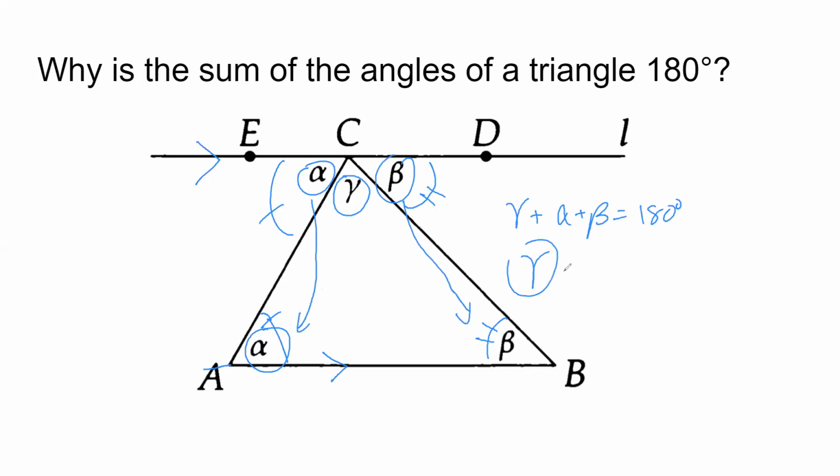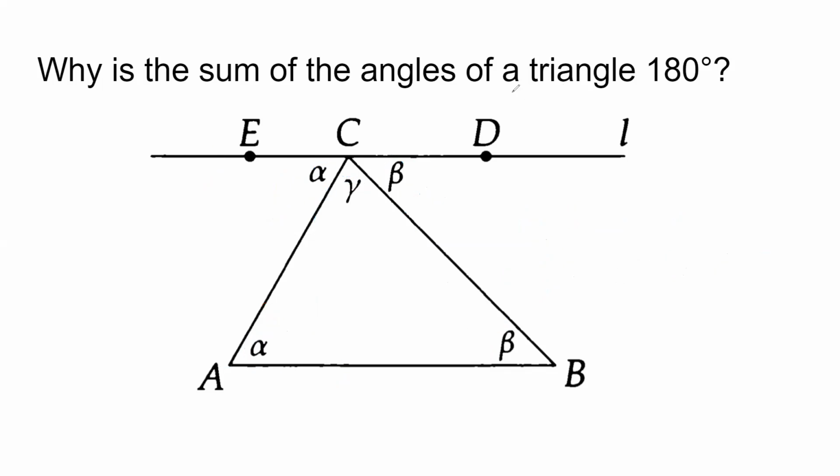this angle, which is angle ACB, gamma, is equal to angle CAB plus angle CBA, which are the two angles down here. So that's why the sum of the angles of a triangle is 180 degrees. It's not a rigorous proof, but it's a pretty cool thing you can figure out just by drawing it. That makes sense. Okay, let's move on.